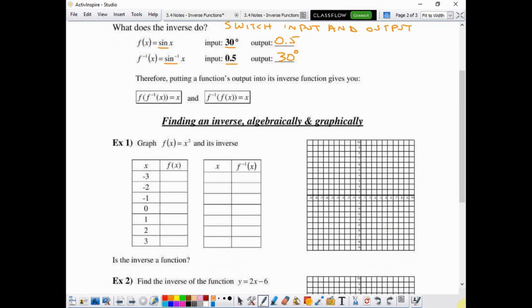So let's look at example 1. For the function f of x equals x squared, that means whatever our input is, we're going to square it. Negative 3 squared, negative 2 squared, negative 1 squared, 0 squared, 1 squared, 2 squared, and 3 squared.